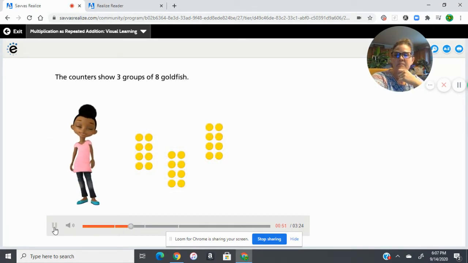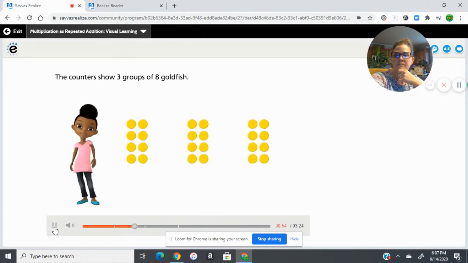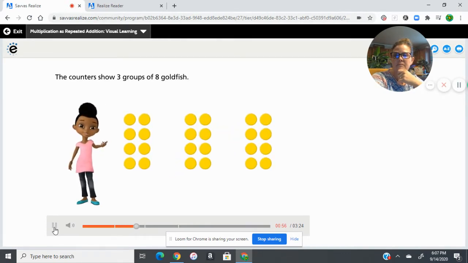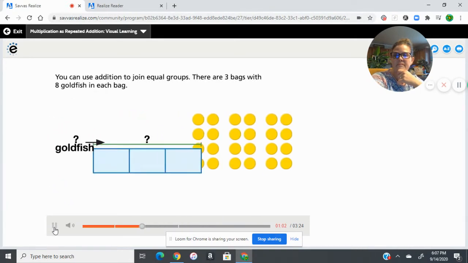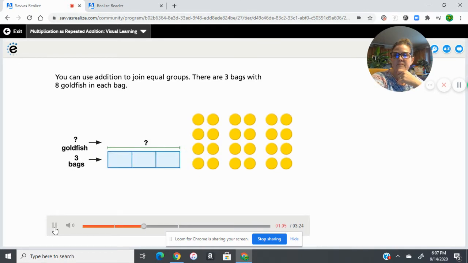The counters show 3 groups of 8 goldfish. I can use counters to show the groups. You can use addition to join equal groups. There are 3 bags with 8 goldfish in each bag. Okay, so let's look at that. We have 1 group, 2 groups, 3 groups. And there are 8, 2, 4, 6, 8 in each group. So they did a bar diagram right here. And they put 8 in each spot. And there are 3 spots to represent each bag. So how many fish do we have altogether? That's what we're trying to find out.